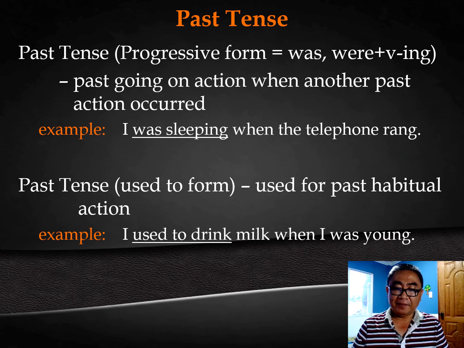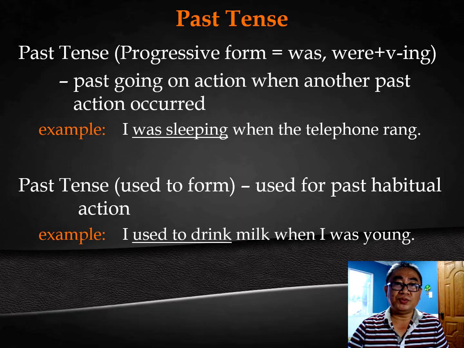Along with the present participle of the main verb. Okay, so we will go to the past tense used to form. It is used for past habitual action. I used to drink milk when I was young. Though use was once commonly used to mean to be in the habit or custom, this sense now only occurs in the past tense used to. Come to think of it, that would pertain to the action that was repeatedly done in the past. So used for past habitual action.